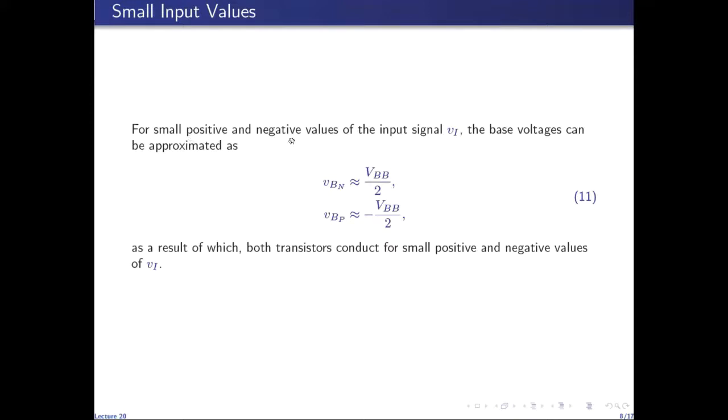So for small positive and negative values of the input signal, both transistors QN and QP will have forward biased emitter base junctions, and both transistors will conduct for small positive and negative values of the input voltage. This is why the two transistors in the class AB stage have a conduction angle of greater than 180 degrees.